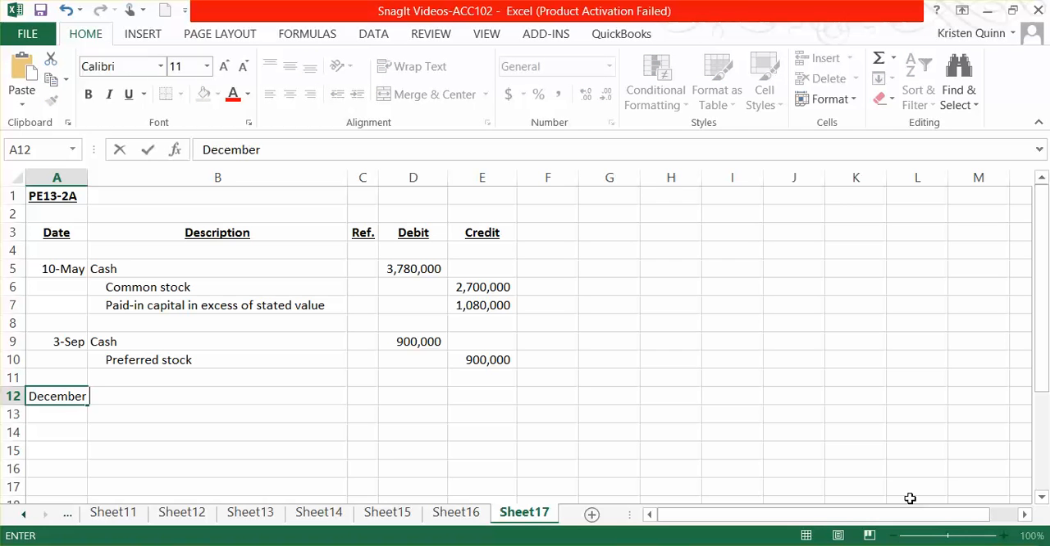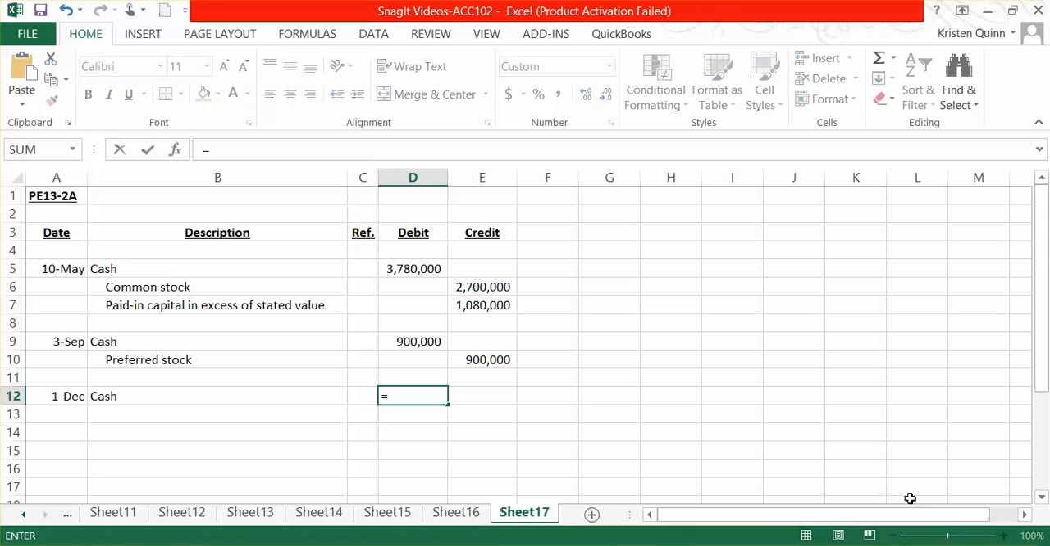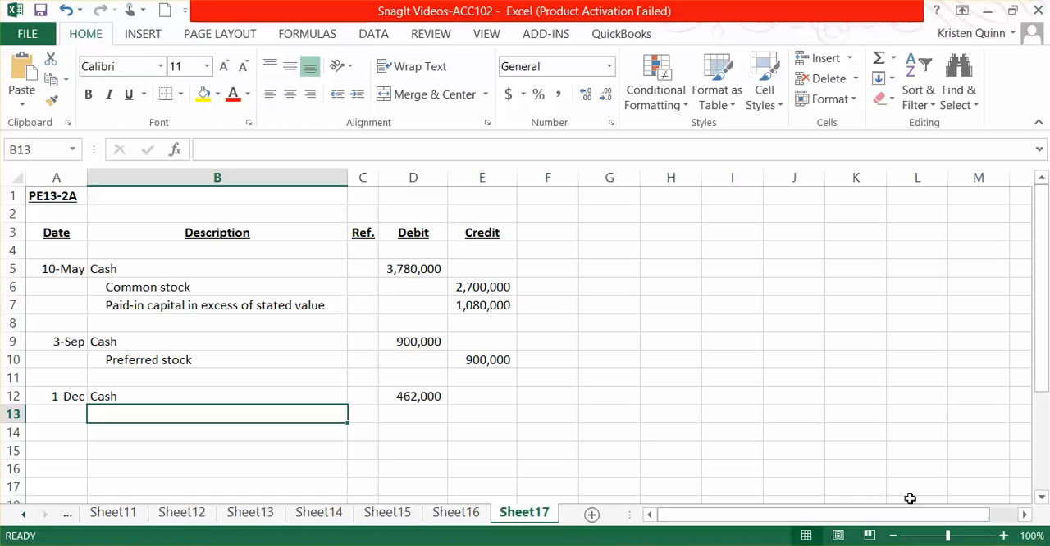And finally, on December 1st, we are going to issue 14,000 shares of preferred stock for $33 per share. Again, we are issuing it for cash, so we debit our cash for the selling price, so 14,000 shares multiplied by the selling price, which is $33 per share. The company will receive $462,000 in exchange for preferred stock.